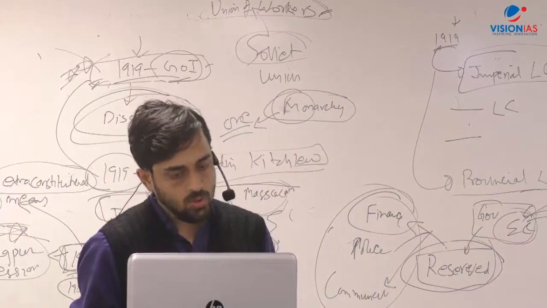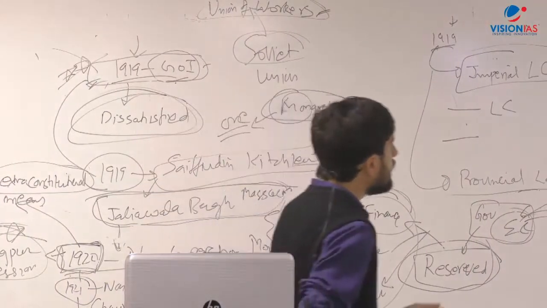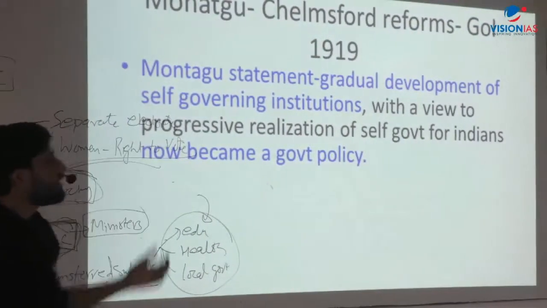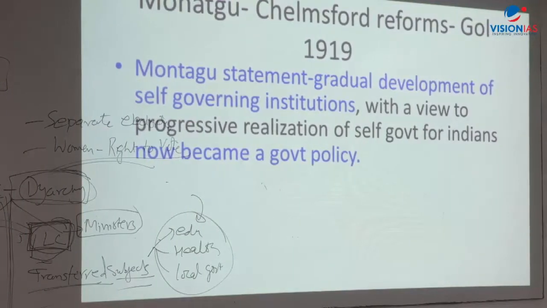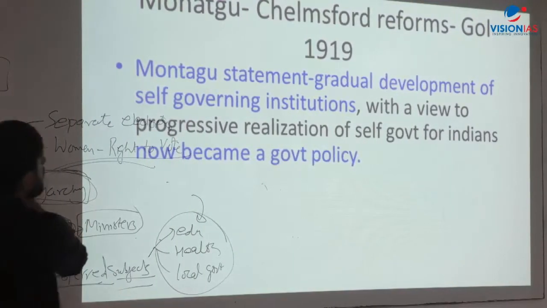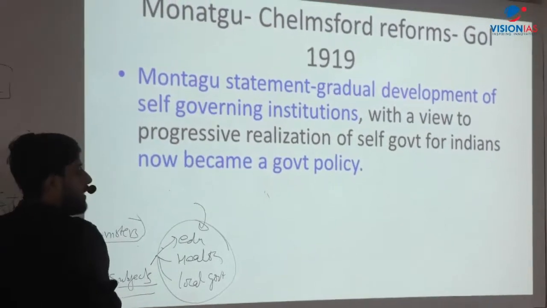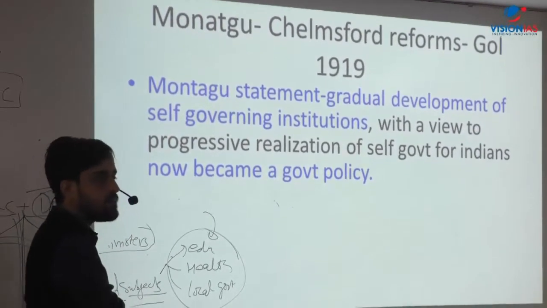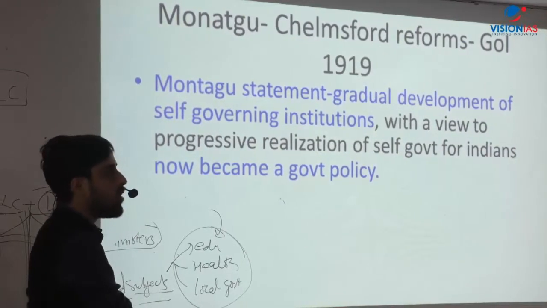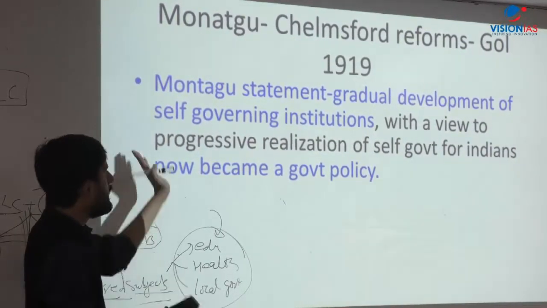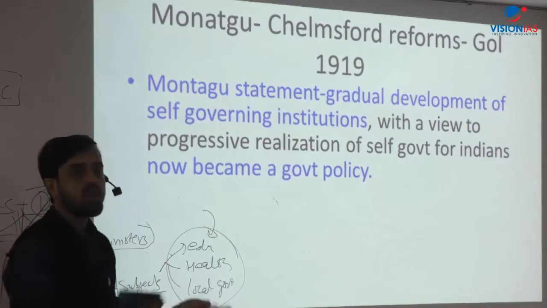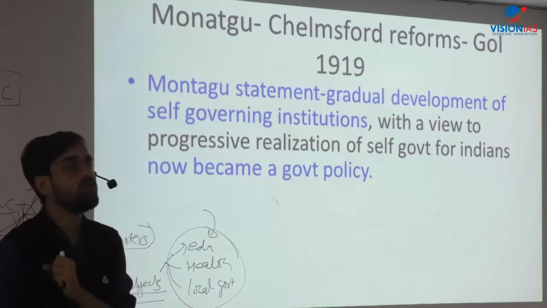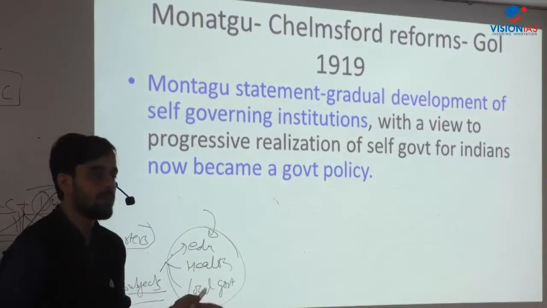Okay, so the Montagu statement said that the gradual development of self-governing institutions with a progressive realization of self-government for Indians was to become an official government policy. इसका मतलब क्या हुआ? इसका मतलब ये हुआ कि if Indians were to demand self-government from now on, that was not a seditious activity, because the government itself is saying that we want to establish self-governing institutions in India. So this is the objective of the Montagu-Chelmsford reform, जो आपको prelims के लिए पता होना चाहिए.